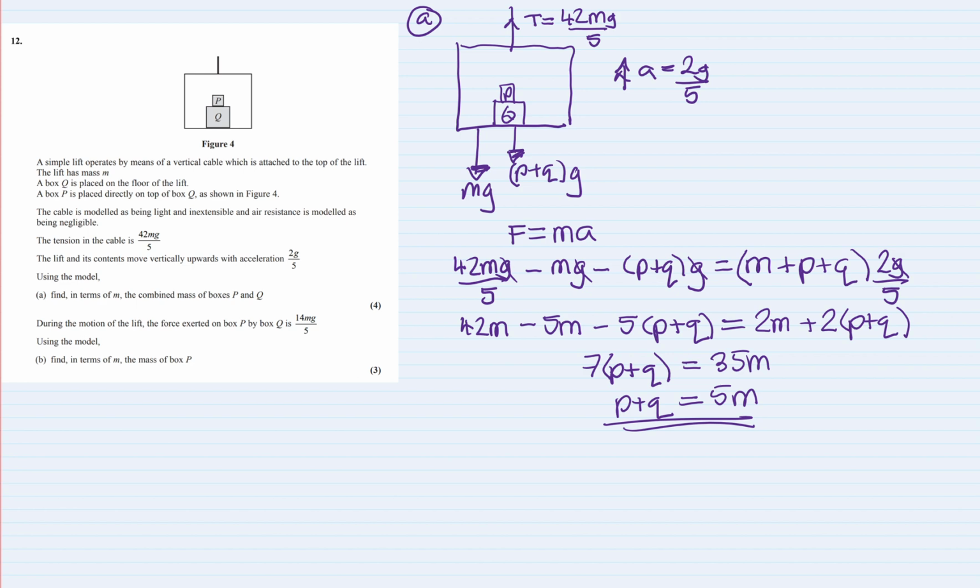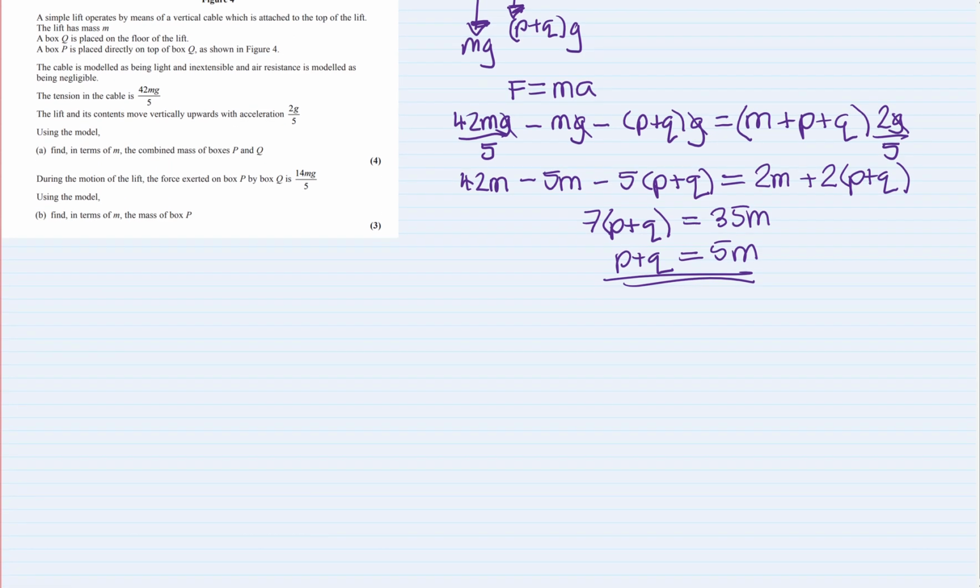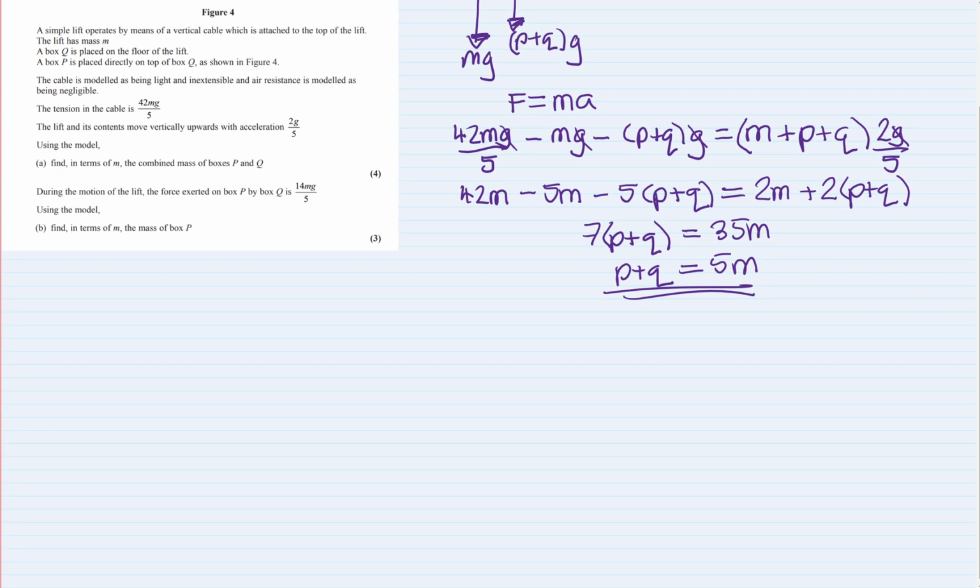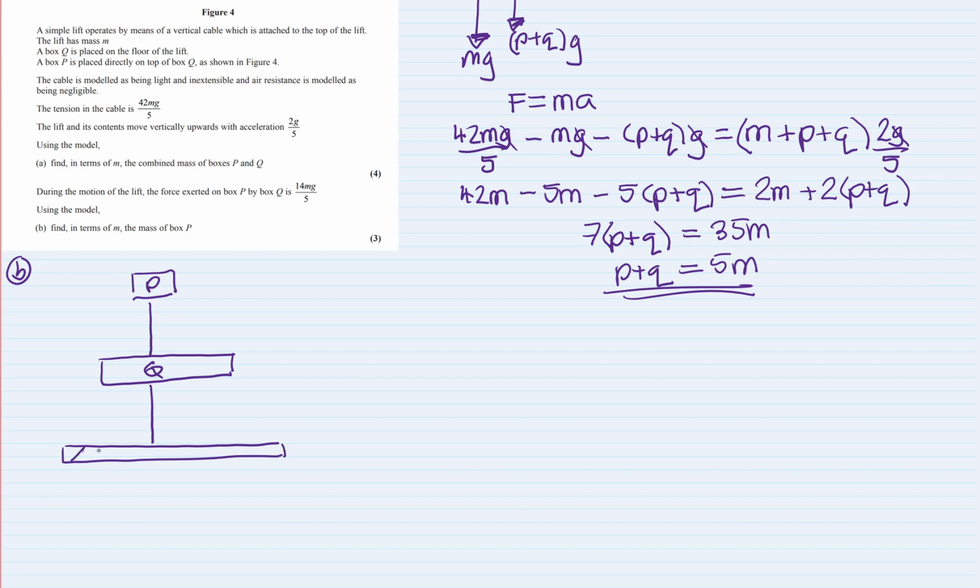For part B, I want to determine the force exerted on P by Q, which is what I'm told about, and I want to find the mass of box P in terms of M. It can be quite useful for these parts of the question if we consider adding in some light inextensible strings so we can think about all the forces a bit more clearly. So we've got P. If we add in a light inextensible string between P and Q, this is my Q. And again, I can put a light inextensible string between Q and the lift floor. Now we can think about all the forces a little bit more clearly, and as you know, this doesn't affect what's going on.